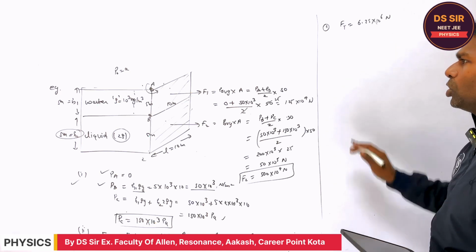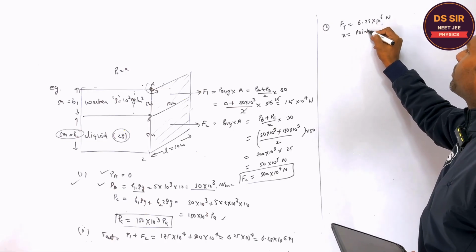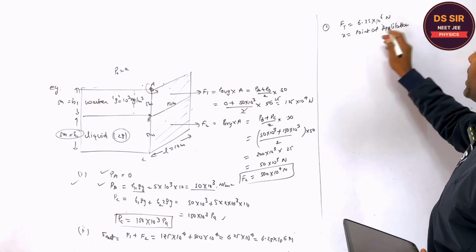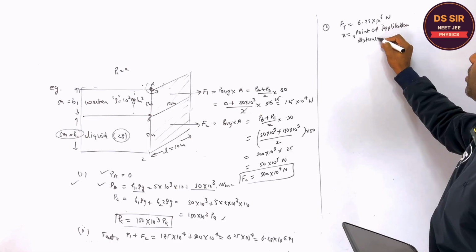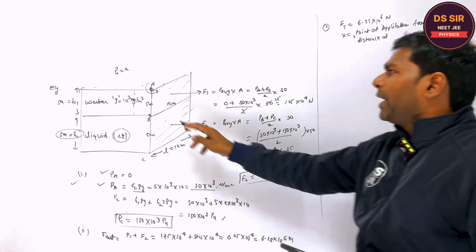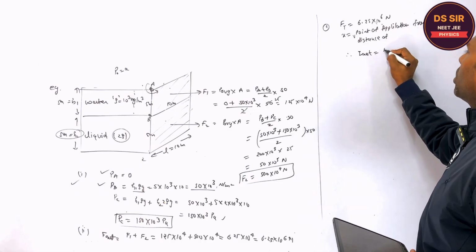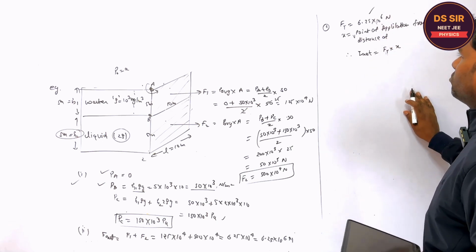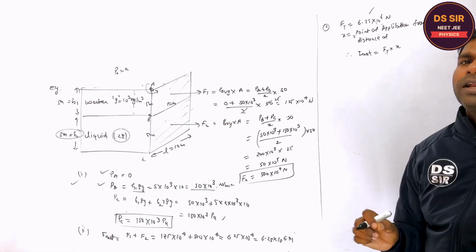Is it clear or not? So this is the force. Let X be the point of application. Find the point of application. This is the distance of the point of application from end A. So what will be the net torque? Net torque will be equal to total force multiplied by X. We know the total average force, and we have to find this. So therefore, we have to find the net torque.